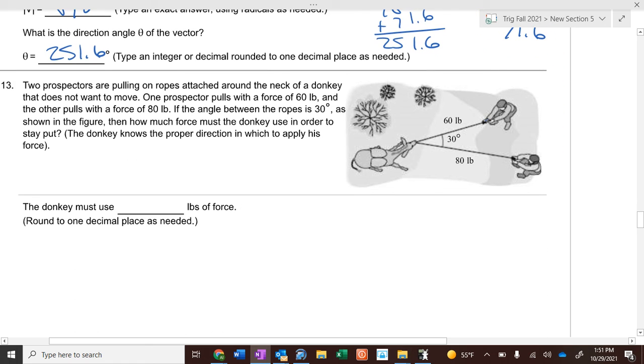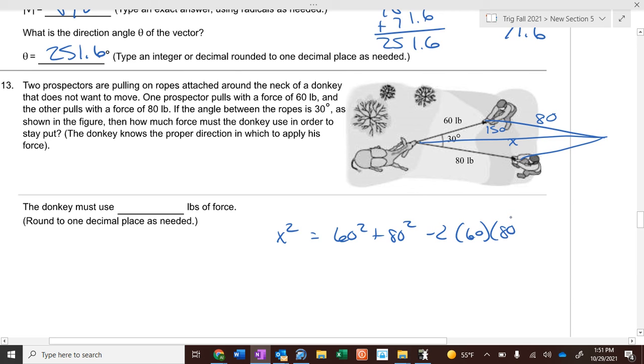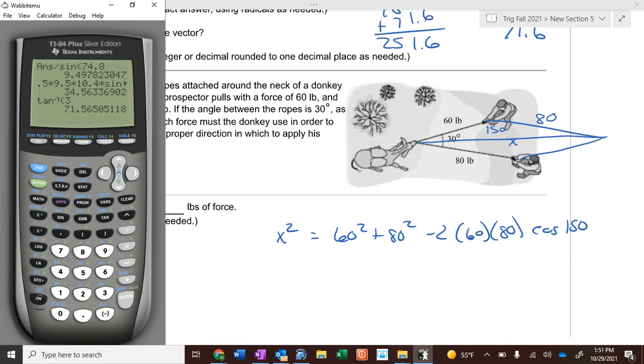And the last one, the donkey problem. If this is 30, that makes this 150. You draw your line then, and you want to find x, you move your 80 over to the other side. So now it's the law of cosines. So x squared equals 60 squared plus 80 squared minus 2 times 60 times 80 times the cosine of 150, and then take the square root of that answer. Because if you don't take the square root of that answer, it's way too big.